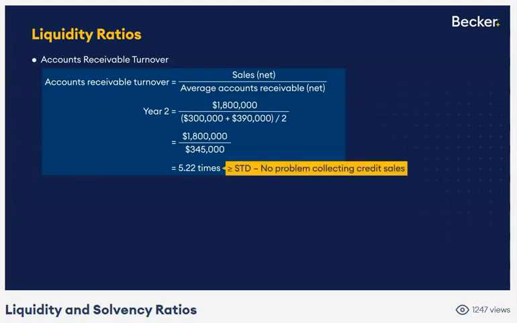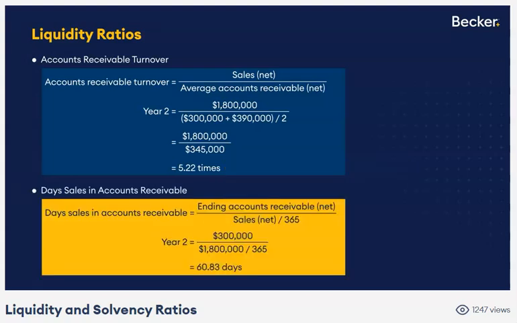So 5.22, is that good or bad? I don't know, but I want it to be greater than or equal to the standard, okay? Because then we have no problem collecting credit sales, okay? Now, in the abstract, the 5.22 isn't so helpful, but when you could convert this into days, how many days on average does it take you to collect? That gives you more meaningful information, right?